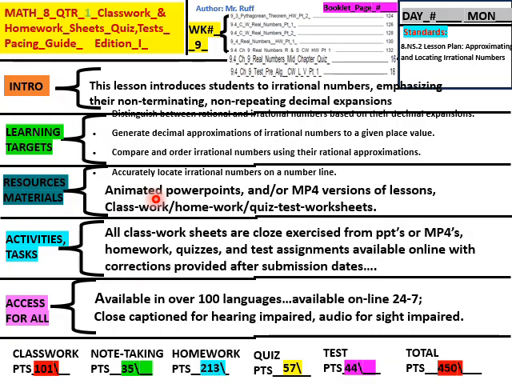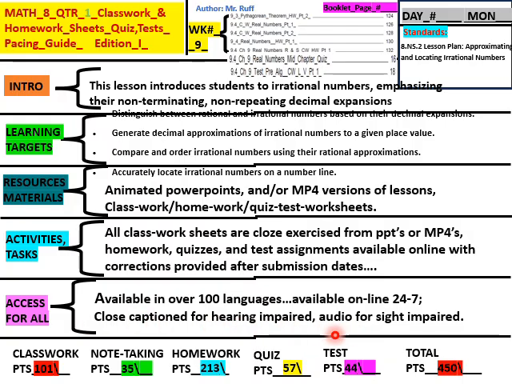And then resources and materials, as usual: animated PowerPoints, videos, classwork, homework, quiz, test, worksheets, activities, and tasks. All classwork worksheets are closed exercises from PowerPoints, videos, homework, quizzes, and test assignments, available online with corrections provided after submission dates. Available in over 100 languages. Available online 24/7. Closed caption for hearing impaired.